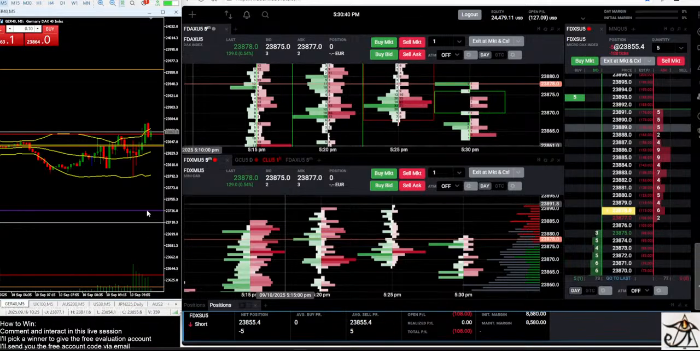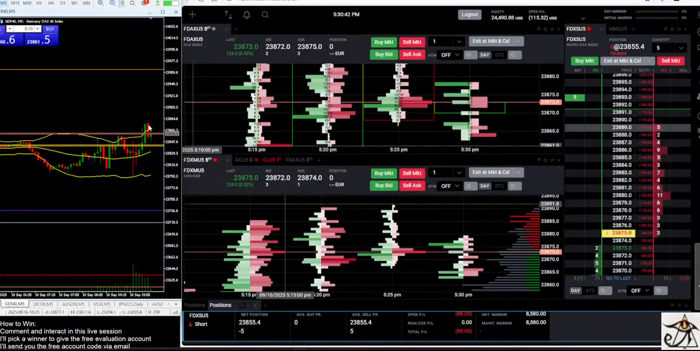Hoping for the market to get down to this pivot. If it goes anywhere above this price, I'll be out of the market.